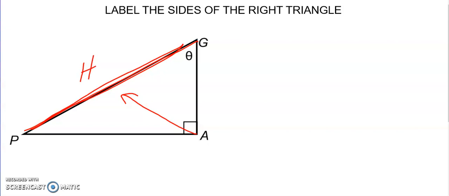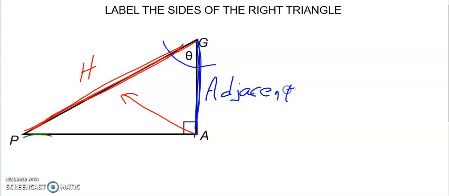I'm going to change colors so we can see what's going on. Now, the angle they gave me is theta. That's our given angle. I'm going to draw an arc through that angle. Notice this blue arc hit the hypotenuse, the red side, and then it hit this side, GA, right here. This is my adjacent side. We call it A for adjacent. And then this last side right here, we call opposite.